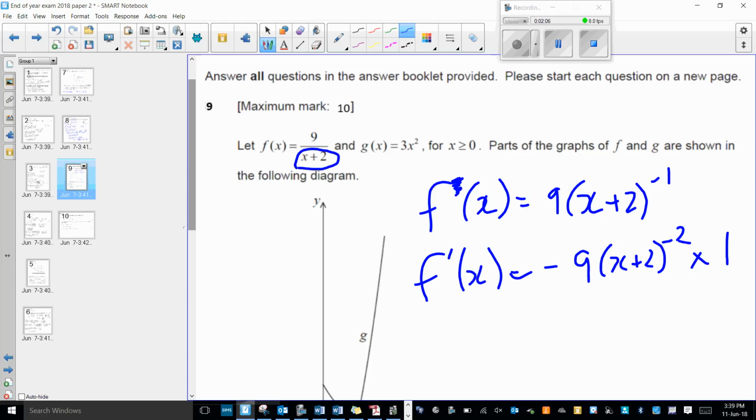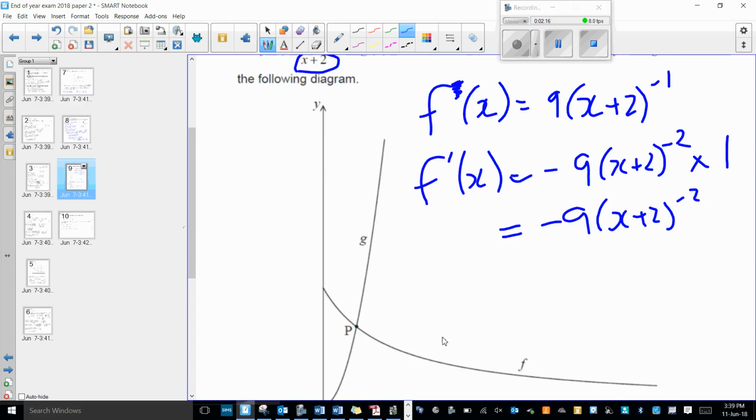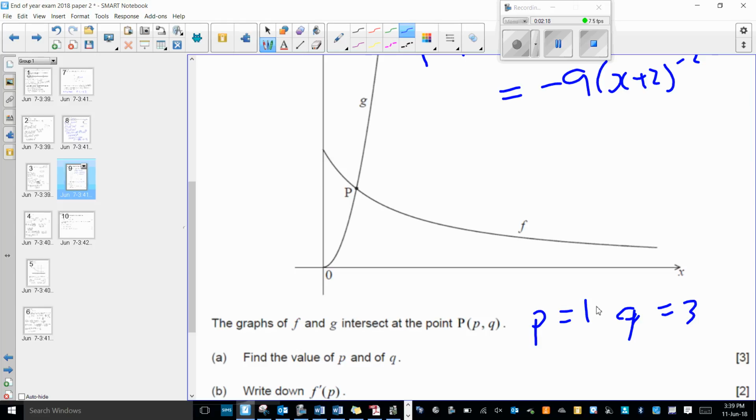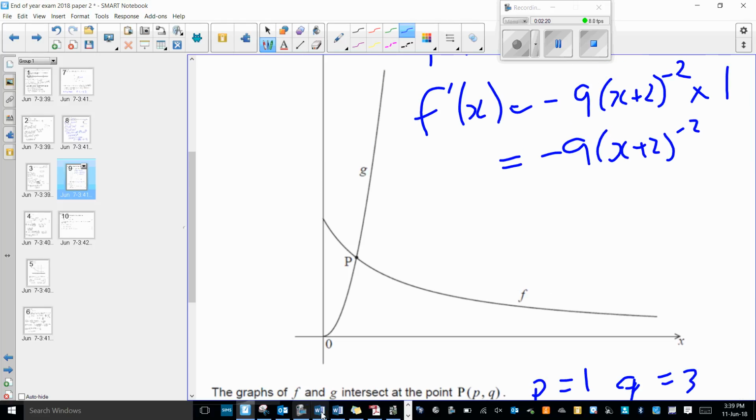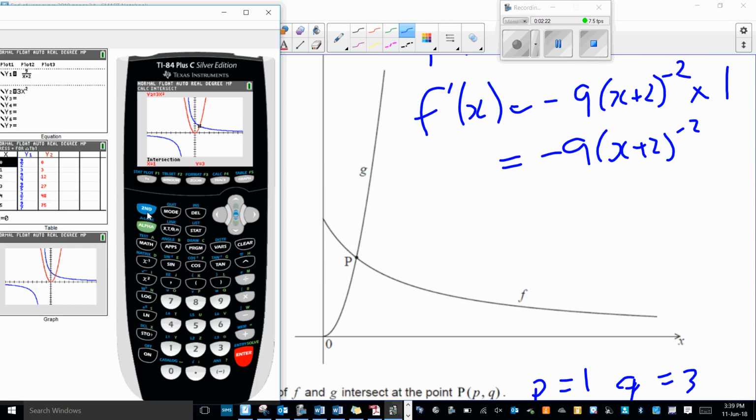So we've got just negative 9(x plus 2) to the negative 2. We need to find f dash p. So p was 1, so we're going to stick 1 into here. So we've got negative 9 multiplied by (1 plus 2) to the power of negative 2, which is negative 1.